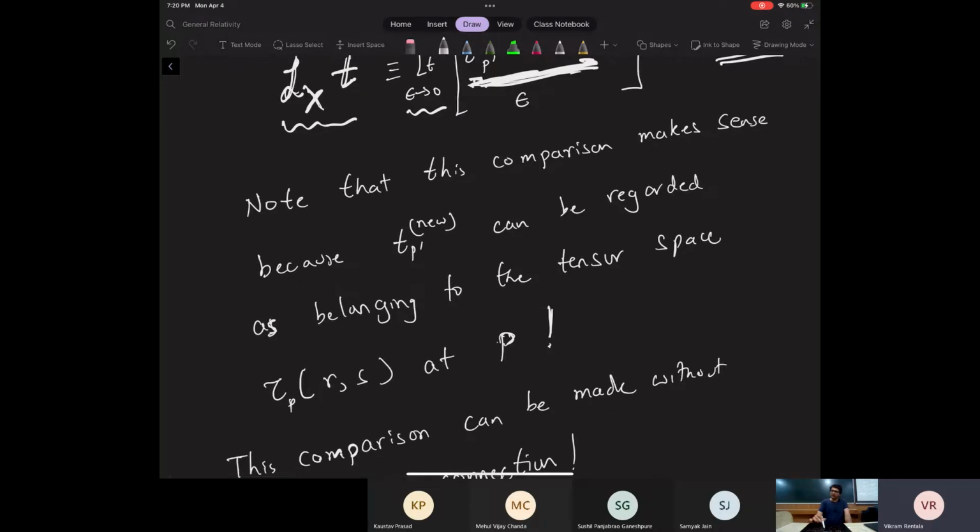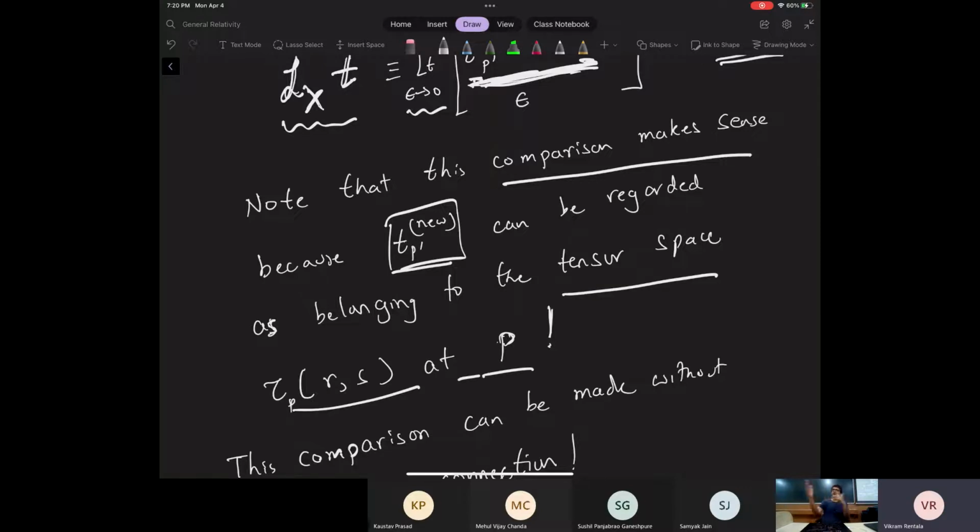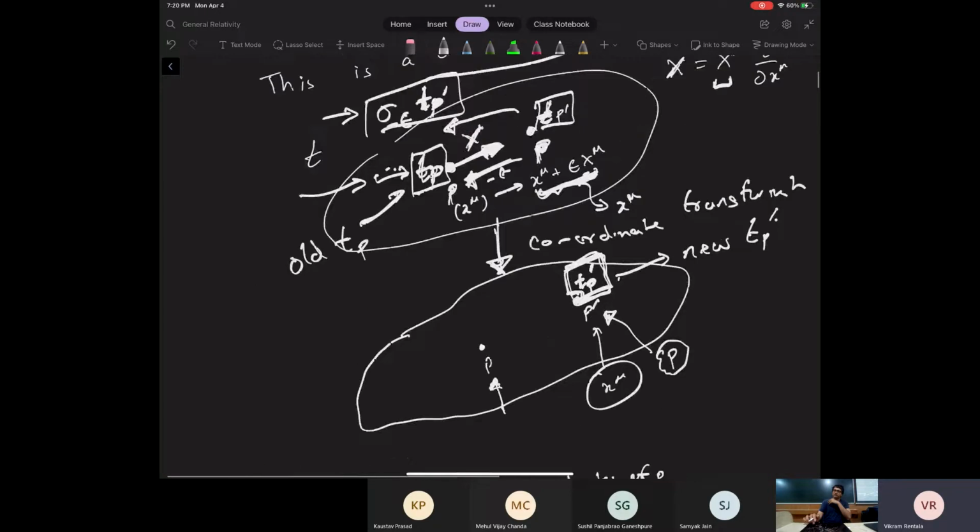The entire reason you could do this is that the comparison makes sense because the new tensor at the point P prime can be regarded as belonging to the same tensor space as that of P after you make the diffeomorphism. That is, after you make the diffeomorphism, P prime gets moved to P, and therefore it makes sense to compare two tensors, one at P prime, which has now moved to P, and the original tensor which was already at P.